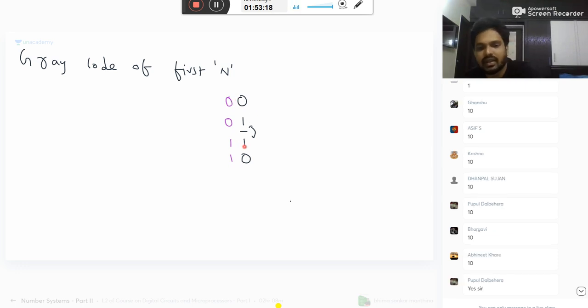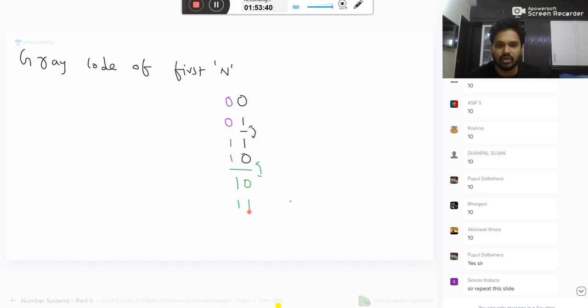Again, see here. Again, take its mirror image. So first take 0, 1. Take its mirror image, you get 1, 0. First half is all zeros, second half is all ones. Simple rule. Then again, take this whole mirror image. The whole mirror image is 1, 0, 1, 1, 0, 1, 0, 0. Then again, what to do?